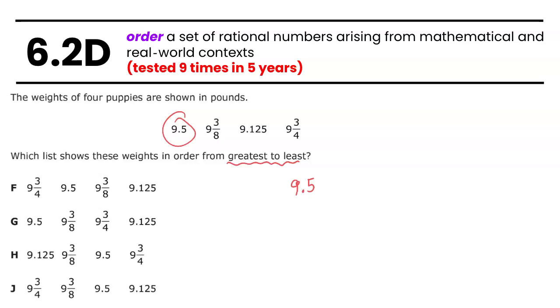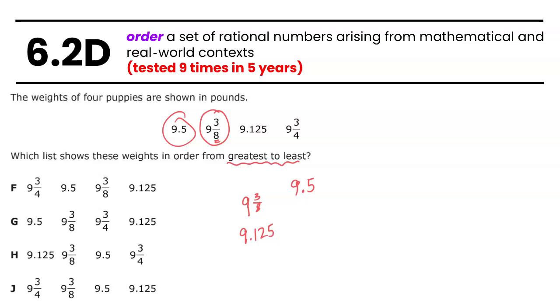Now, if I look at 9 3/8, is that bigger or smaller than 9 1/2? Well, if I just look at the 3 over 8, half would be 4 over 8, so that means 3 over 8 is smaller than a half. And so 9 3/8 is going to go on this side of a half. Then 9.125, so 9 and 125 thousandths, well, that is also smaller than a half, 9 1/2, so that's going to also go on this side, 9.125.